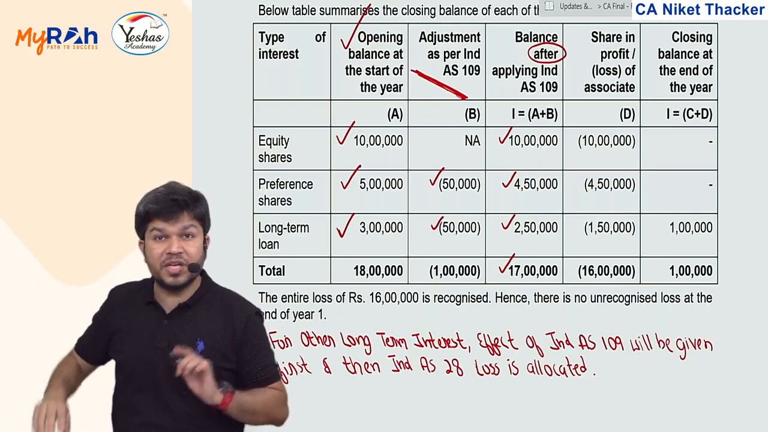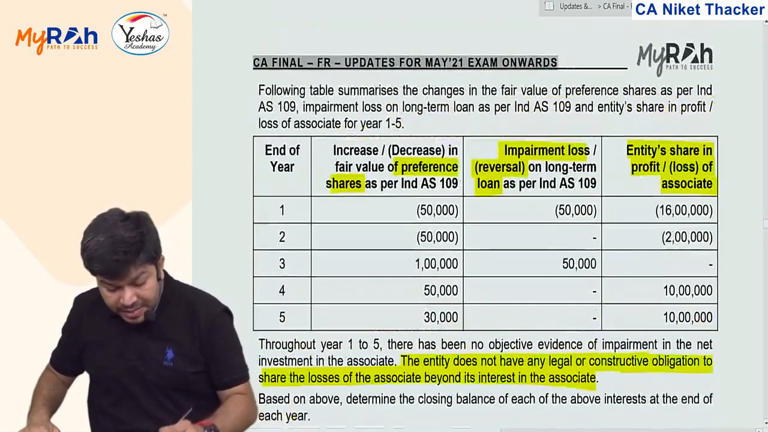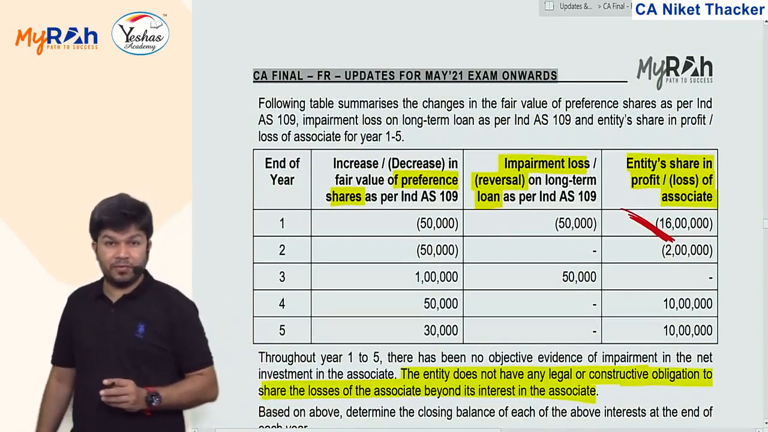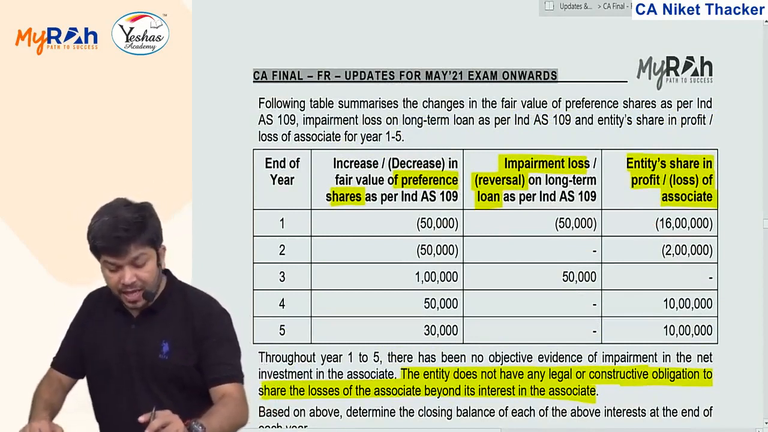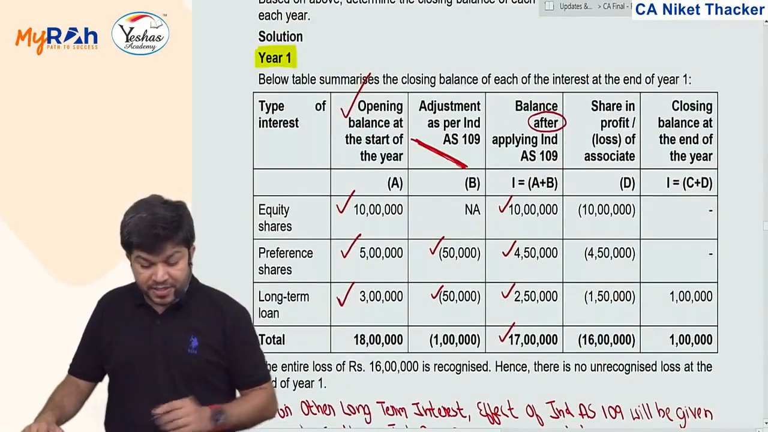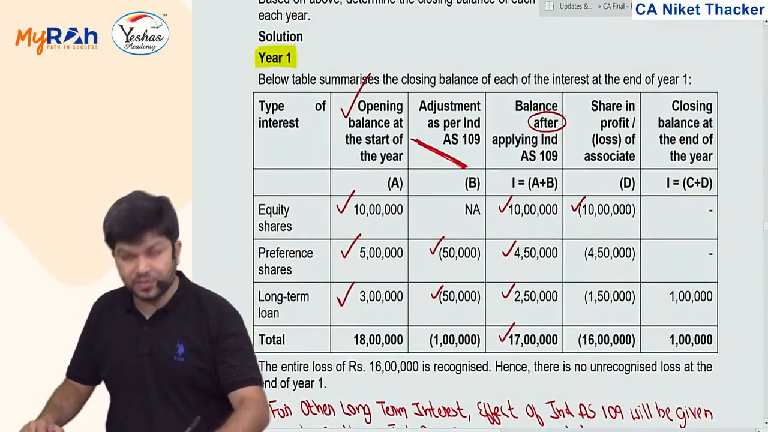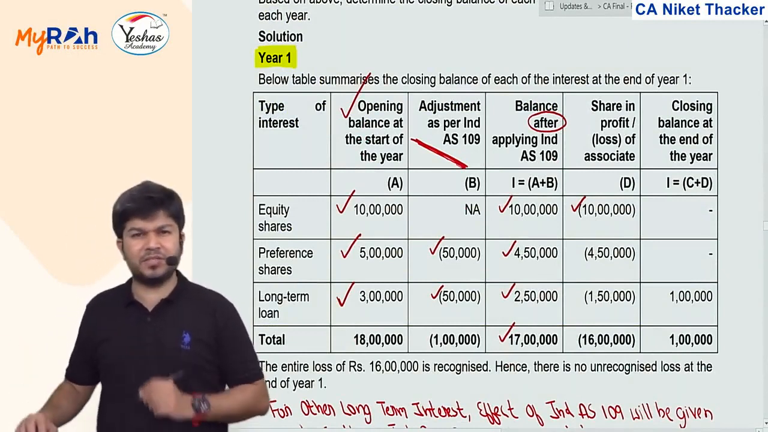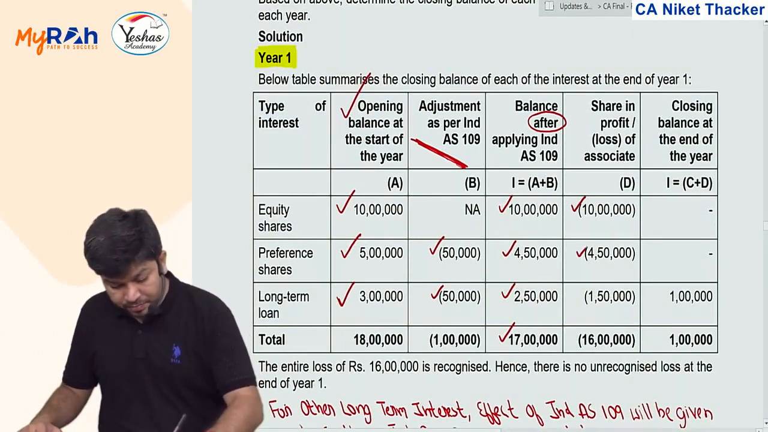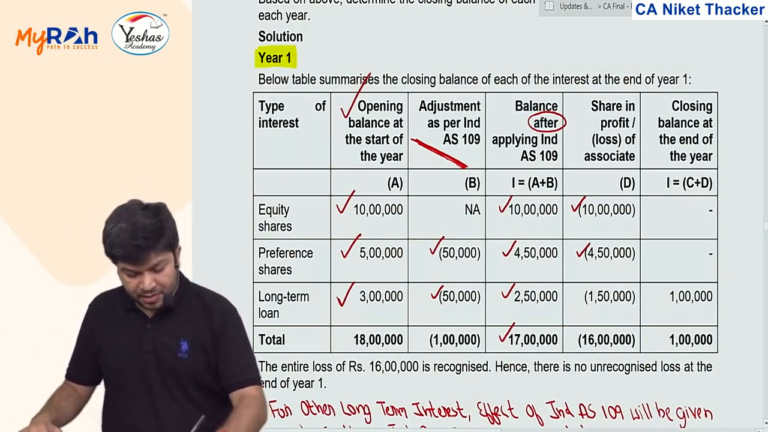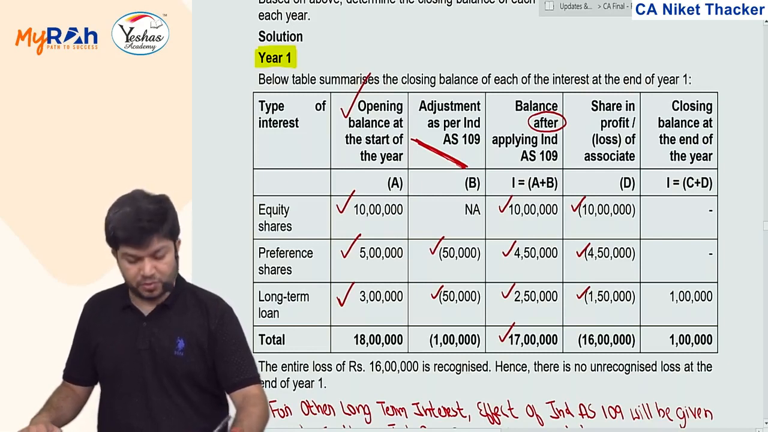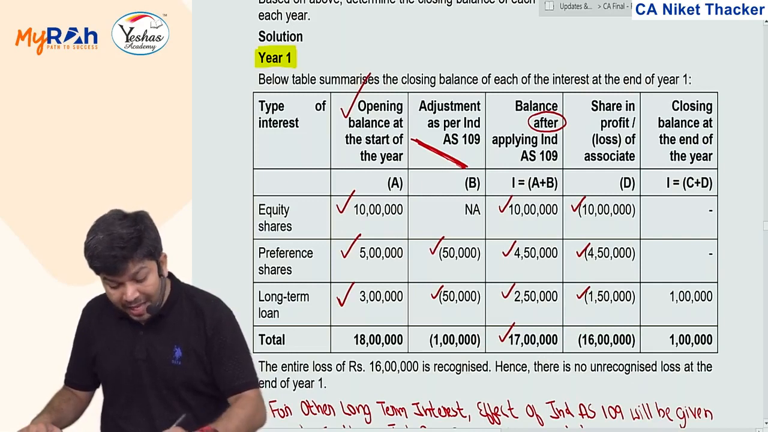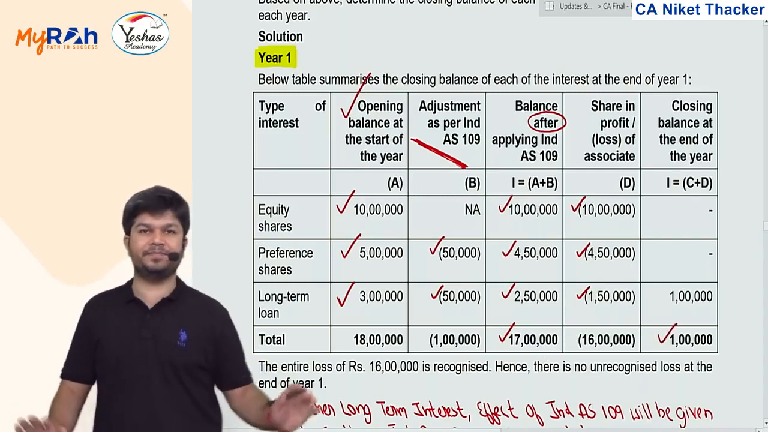Now our share of loss is 16 lakhs. First equity, 10 lakh of the 10 lakh goes away. Then preference will bear, and lastly loans will bear. So preference 450 goes away, and 150 goes from loans. Full 16 lakh loss is absorbed. Now the balance is 1 lakh.